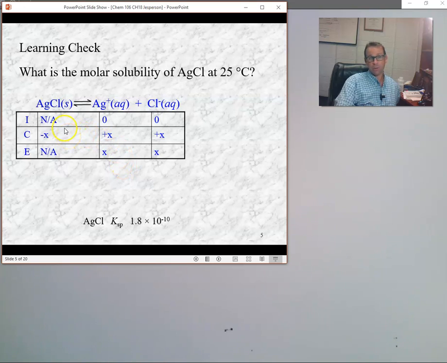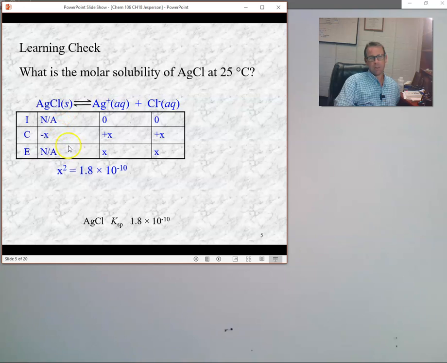We could do this sort of thing, an ice table. We could think about it as an ice table if we wanted to. But in general, the concentration of the silver ion times the concentration of the chloride ion will equal the equilibrium constant. And so we can just say x squared equals 1.8 times 10 to the minus 10.